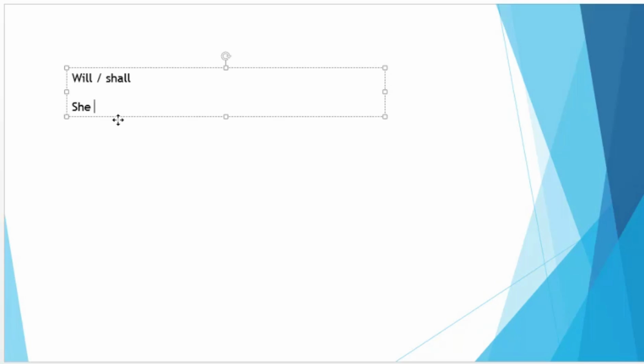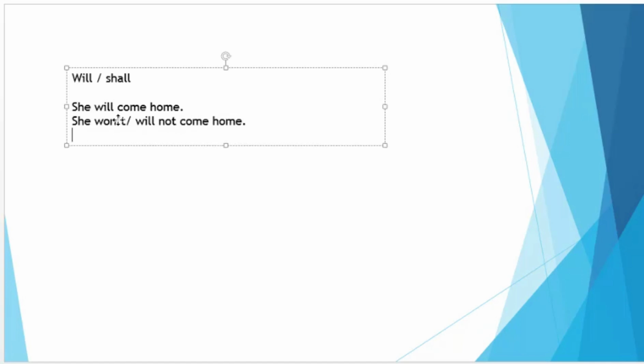Okay? For example, she will come home. If I want to make it negative, I say she won't or will not. Both of them are okay. Okay? You can use will not or won't. Again, first form of the verb. We say she won't come home.